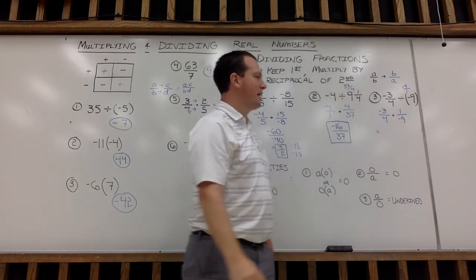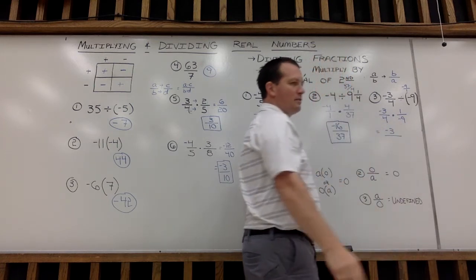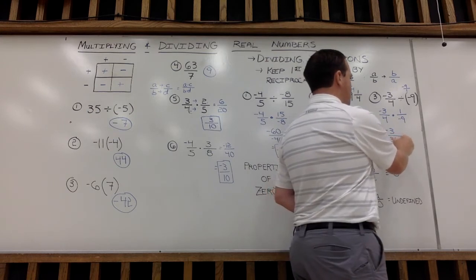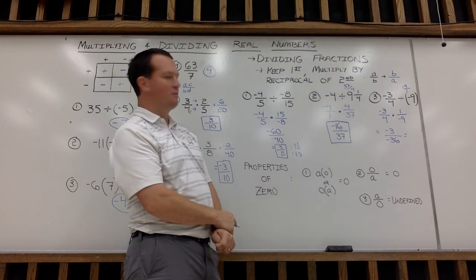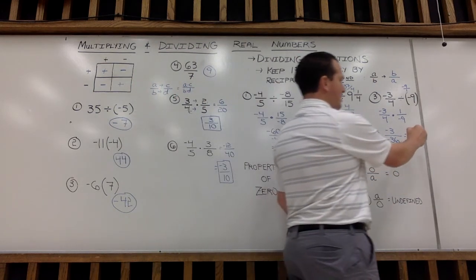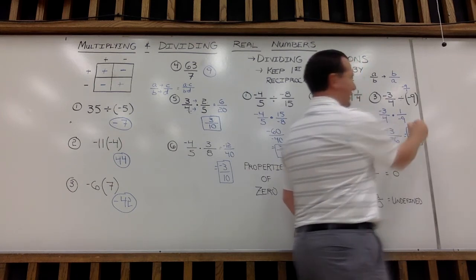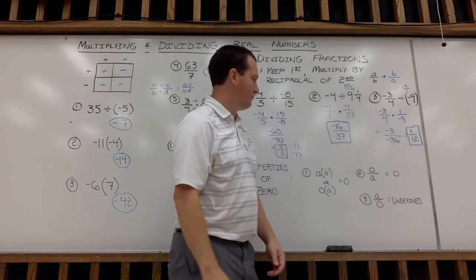Multiplying top times top, negative 3 times 1 is negative 3. Denominator times denominator, 4 times negative 9 is negative 36. And then reducing, negative divided by negative is positive. Both 3 and 36 are divisible by 3, so I'll have 1/12. And again, that's a positive 1/12 since I have negative divided by negative.